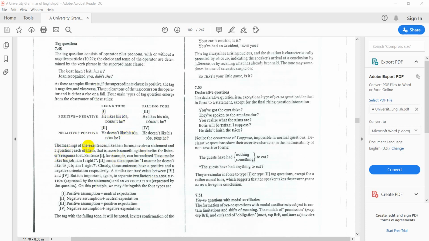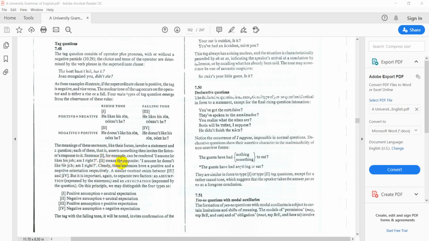And a question. This is the question. The tag is the question. Each of them asserts something, then invites the listener's response to it. So we assert something, we say something, and we request the listener to respond to that invitation.